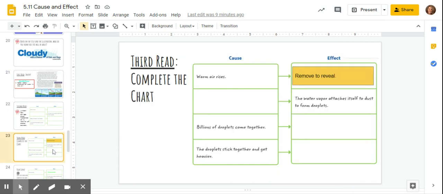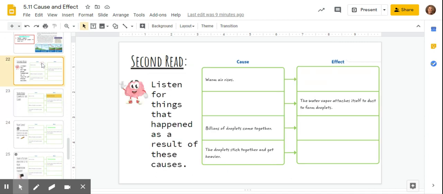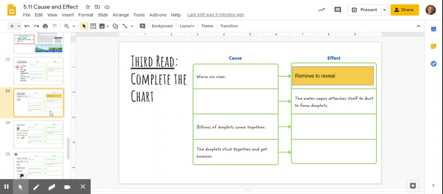All right, so you should have been listening for these causes. Maybe you heard them talk about warm air rising, billions of droplets coming together, when water vapor attaches to dust, and droplets that stick together and get heavier, right? Well, now what we're going to do for our third read is we're going to try to complete the chart. I'm going to do this first one for you.